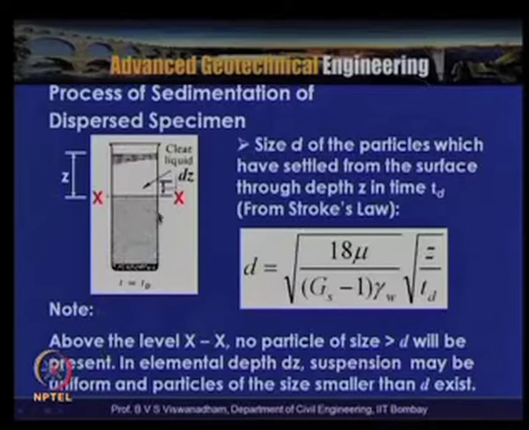Above this level XX, no particle of size greater than d will be present, and in an elemental depth dz, you can see here a small element above this level XX at a depth z from the surface of the suspension. It is assumed that the particles are of uniform size and the same diameter exist. So, the particles are smaller than d and they have a uniform specific gravity. This is assumed in that particular elemental distance.